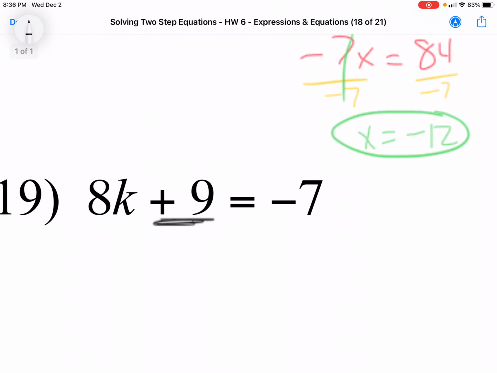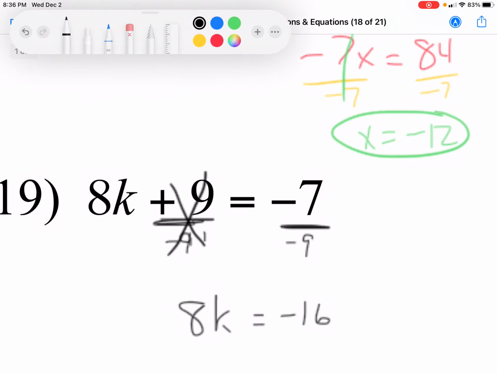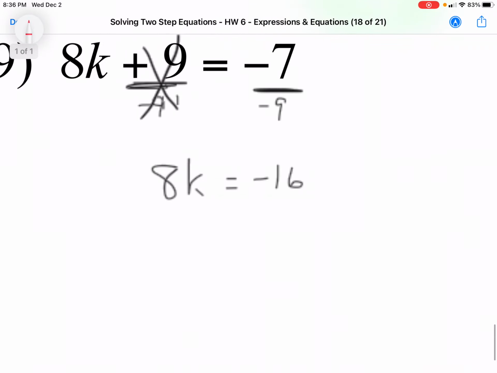Like terms. Subtract 9 from both sides. You're left with 8k equals negative 16. Divide by 8. K equals negative 2.